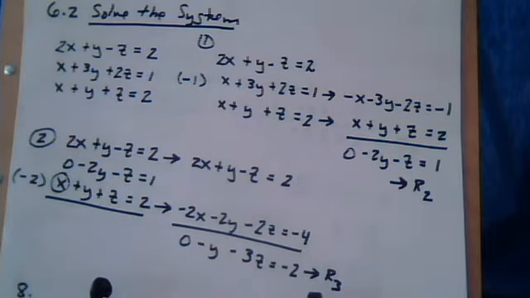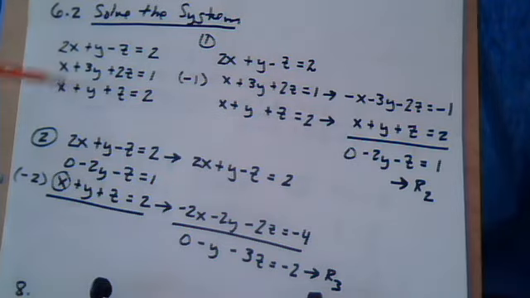Solve the system. So here's a system of equations, three equations, three unknowns. For every unknown, you need an equation. So if we had four unknowns, you would need four equations to be able to solve. Our objective is to put a zero here, here, and here.